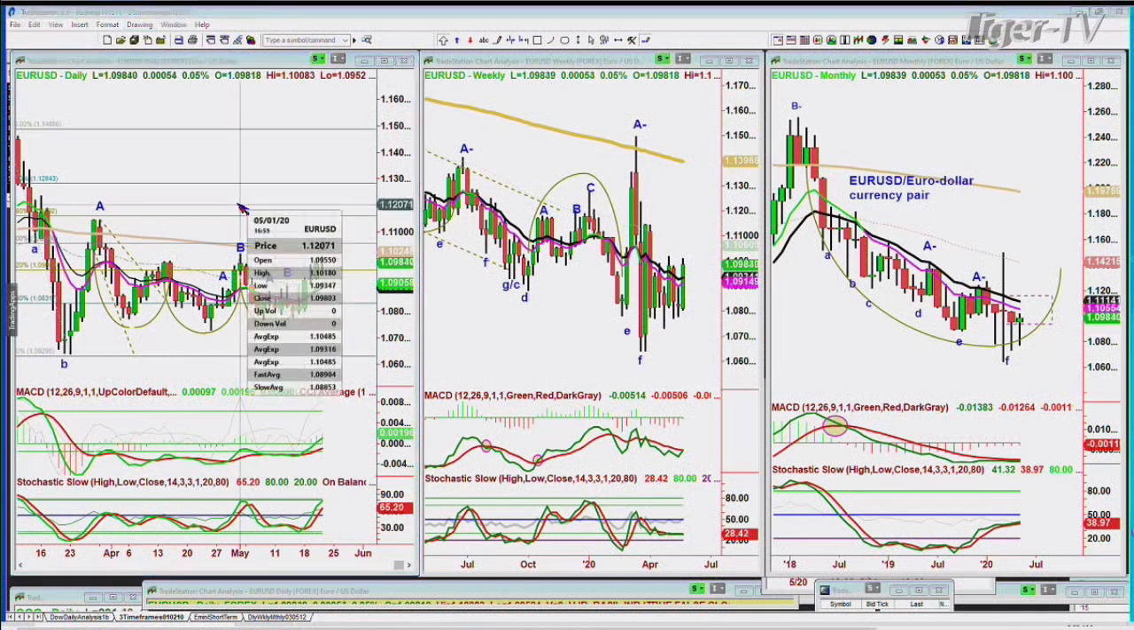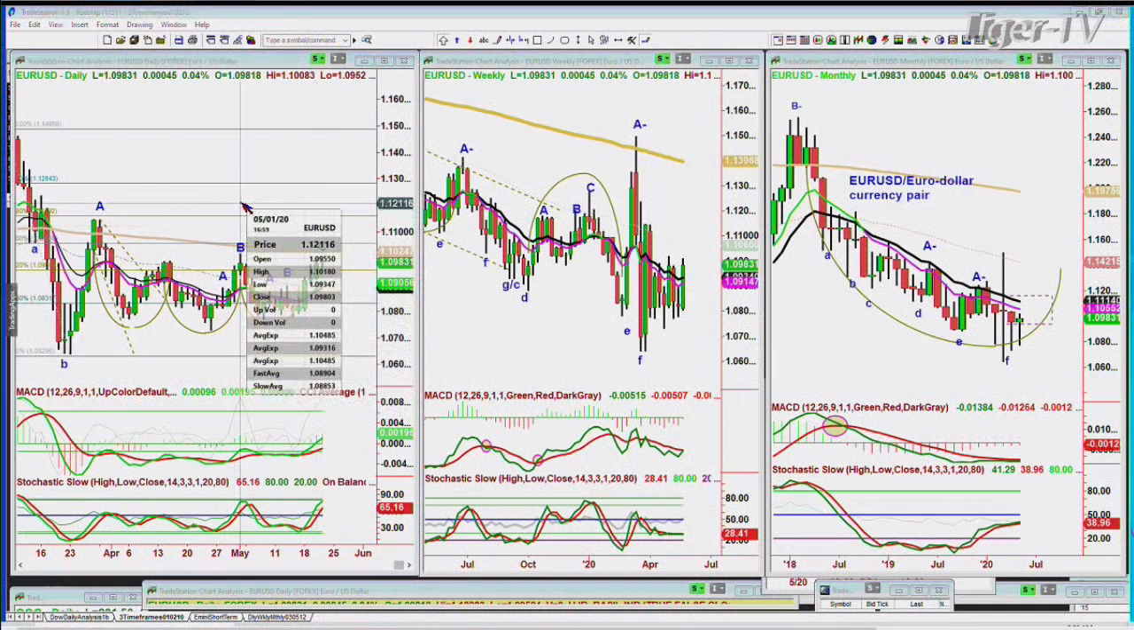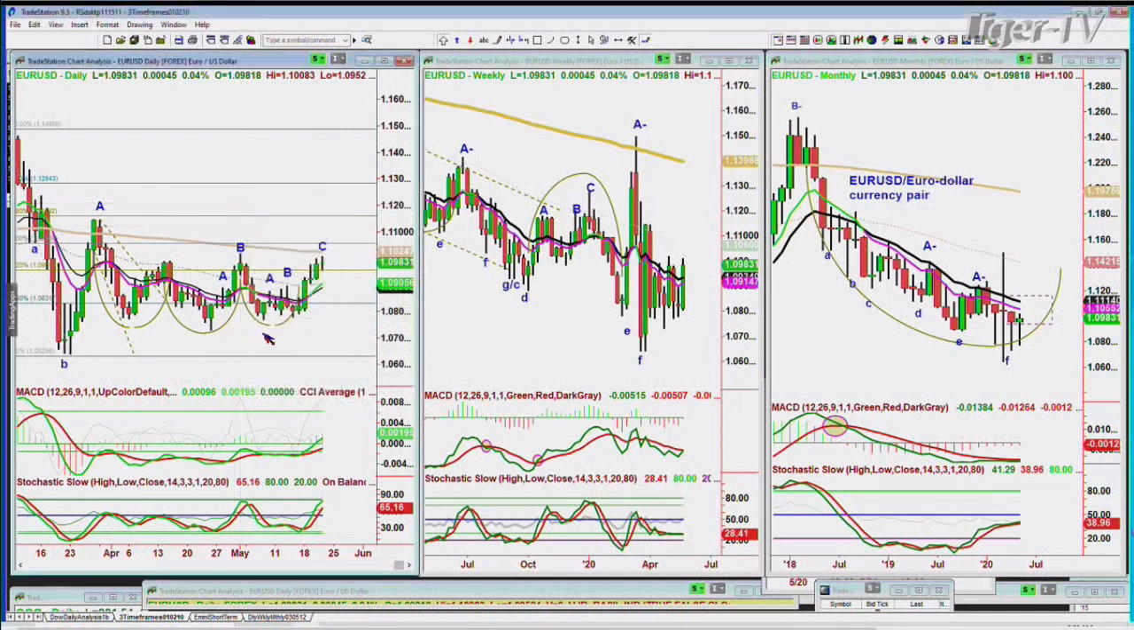The high of the 1st of May, 1.10180, 1.1083. Oh my, let me just do that again. These numbers get me. Oh, it's made a new recovery high. So this is a leg C, right? And at the same time, it's going towards the 1.1024 area, the 200-period moving average.